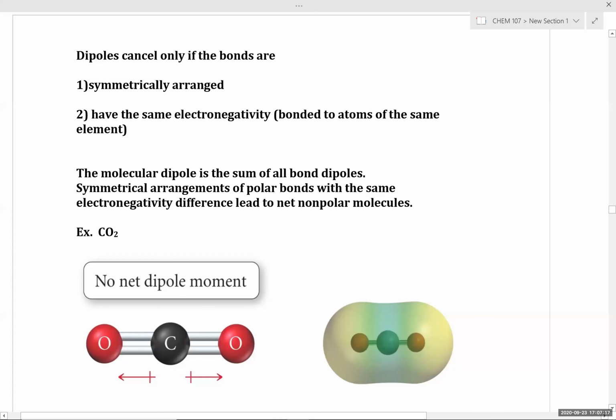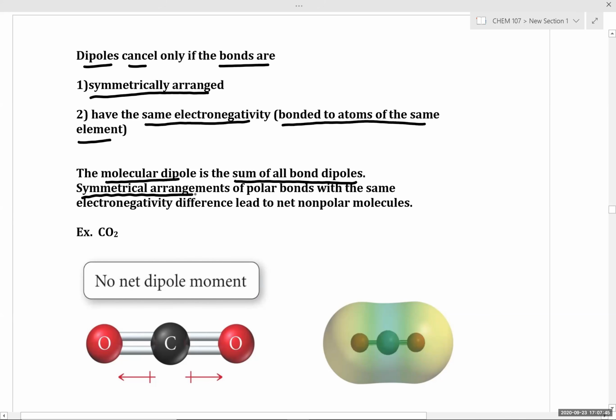Well, if you try to look at different polar and nonpolar molecules, you'll begin to notice a trend. First, our dipoles cancel only if the bonds are symmetrically arranged and have the same electronegativity, if we're bonded to atoms of the same element. So since the molecular dipole is the sum of all of our bond dipoles, symmetrical arrangements of polar bonds with the same electronegativity difference lead to net nonpolar molecules. So you can have molecules with polar bonds that are nonpolar.